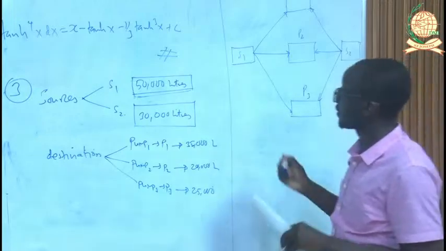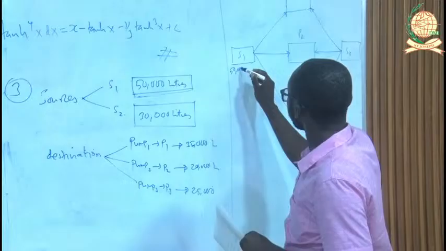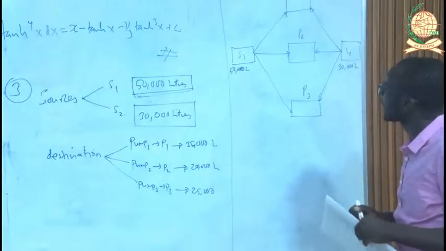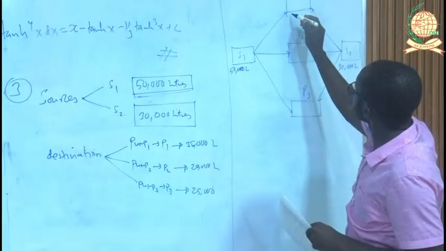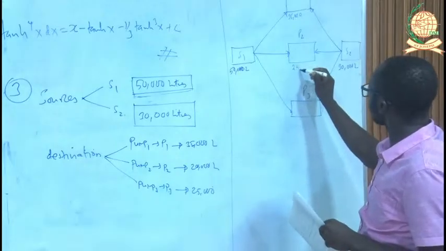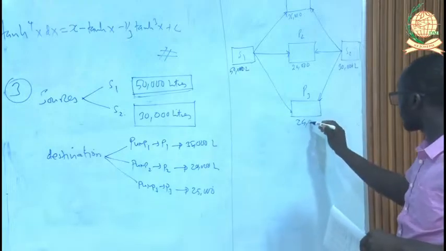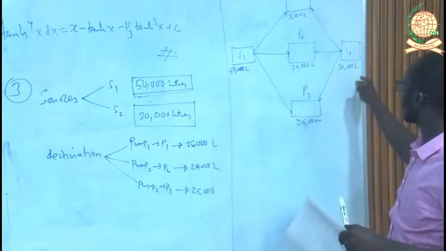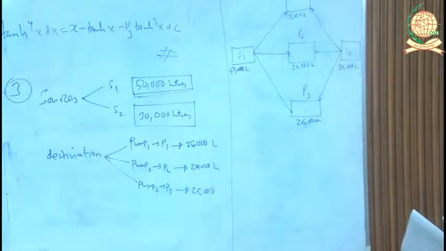And we have the capacities: source 1 was 50,000 liters, source 2 was 30,000 liters. Pump 1's requirement was 35,000 liters, pump 2 was 20,000 liters, and pump 3 was 25,000 liters. So these are the sources, and these are the pipes that are used to carry water to the destinations.